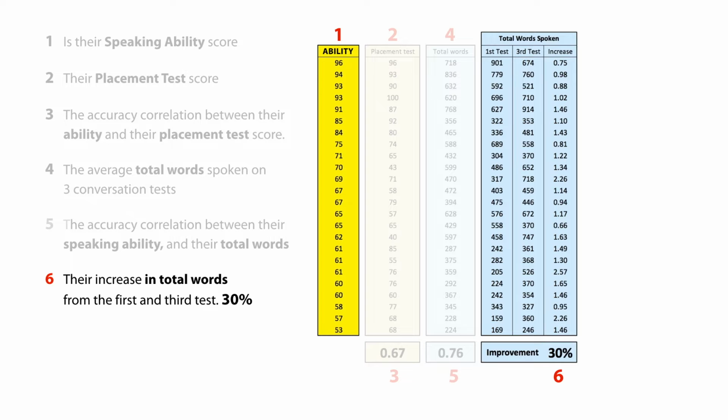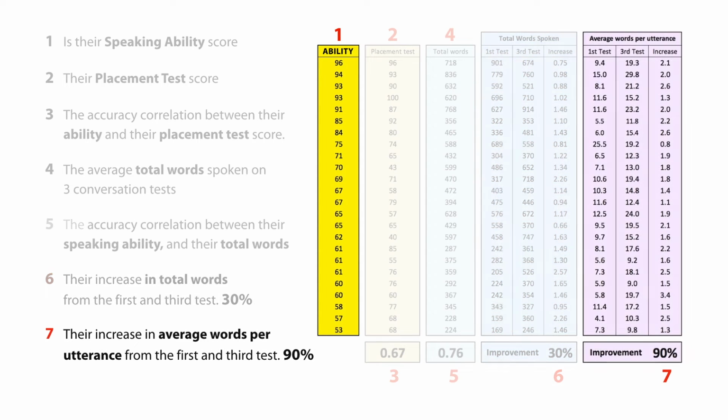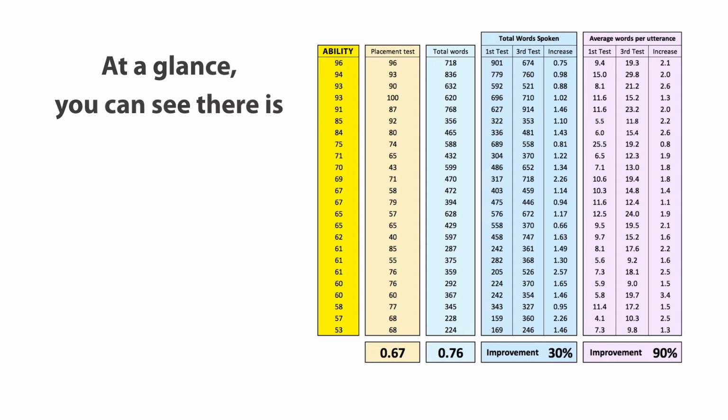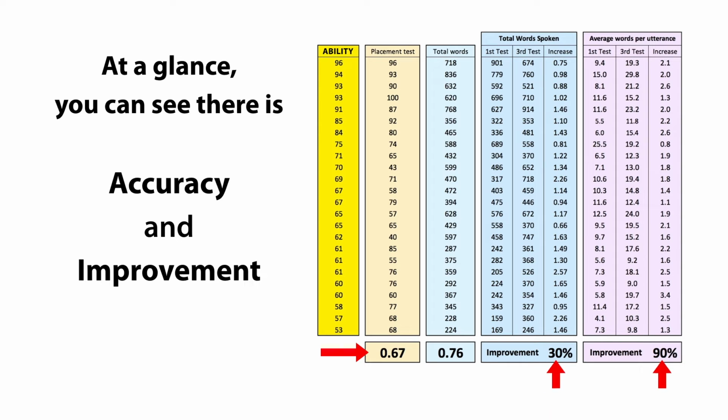Their increase in total words from the first and third test, 30%. Their increase in average words per utterance from the first and third test, 90%. At a glance, you can see there is accuracy and improvement.